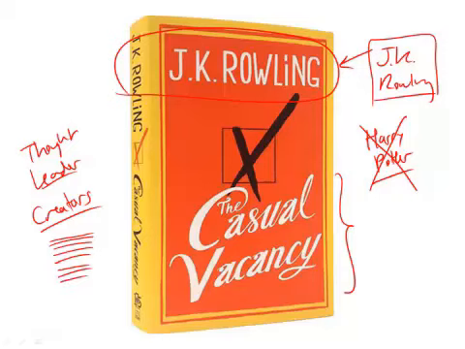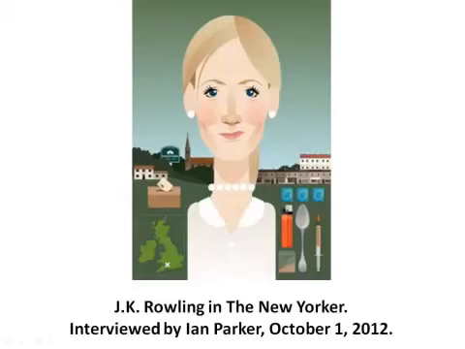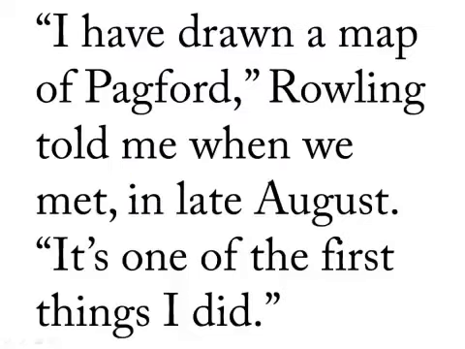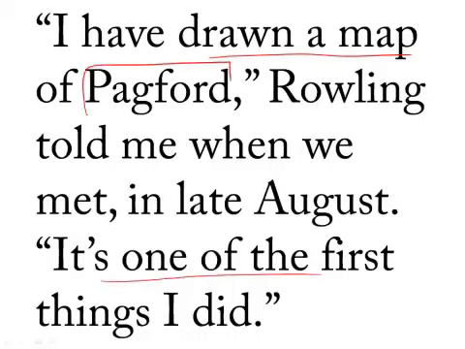Well, the other day I was flying out to New York, and on the plane I happened to pick up the New Yorker magazine, and this was the issue that came out just the time when the Casual Vacancy book was available, one of only 2 interviews that J.K. Rowling gave prior to the publication of the book, the New Yorker and the New York Times. And here's what I want to show you that's fascinating, because as I read the article, the very first quotation that came from J.K. Rowling said, "I have drawn a map of Pagford," Rowling told me when we met in late August. "It's one of the first things that I did." So Pagford is the little town in which the action of the story, The Casual Vacancy, takes place.